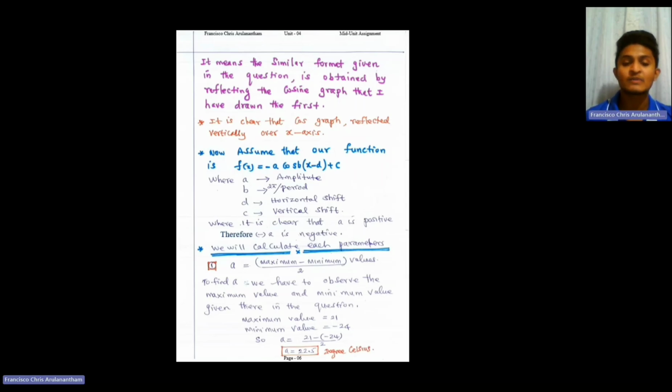First, amplitude is equal to maximum value minus minimum value over 2. To find amplitude, we have to observe the maximum value and minimum value given there in the question. The maximum value is 21 and the minimum value is minus 24. So amplitude is equal to 21 minus minus 24 over 2. We can get amplitude as 22.5 degrees Celsius.